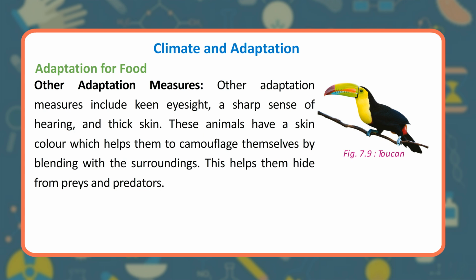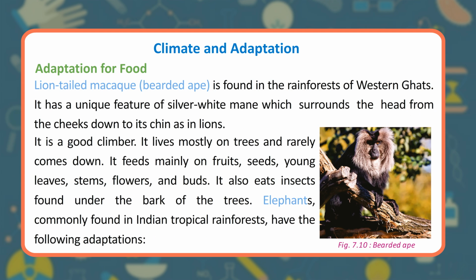Other adaptation measures include keen eyesight, a sharp sense of hearing, and thick skin. These animals have a skin color which helps them to camouflage themselves by blending with the surroundings. This helps them hide from prey and predators.